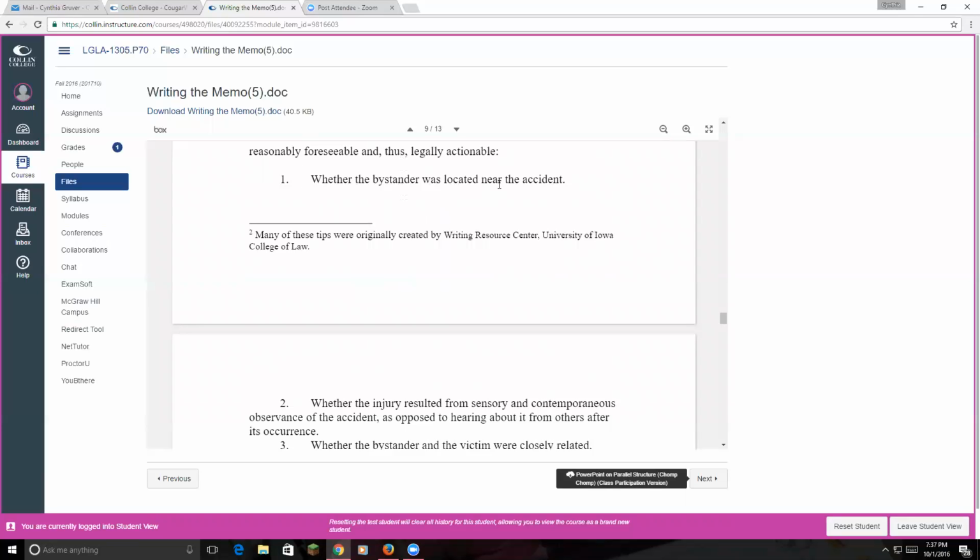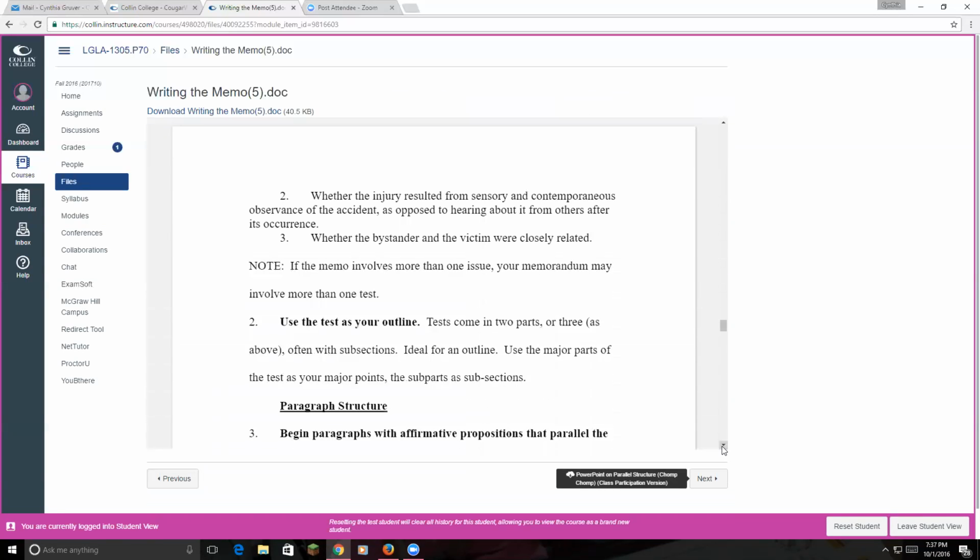So you want to go through and not just announce, well, the standard is that the bystander be near. In our case, she was a block away. That doesn't answer the question. The answer is, well, is a block away near? And if you think it is, well, why do you think it is? What cases are you using to support that argument? So connect all the dots.